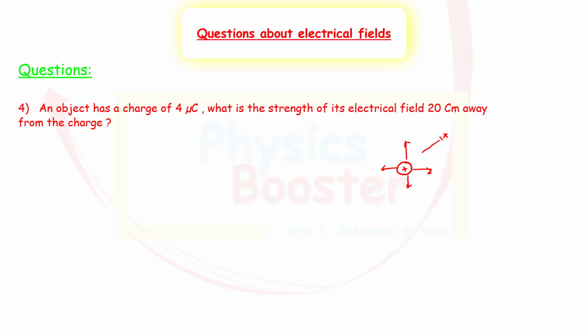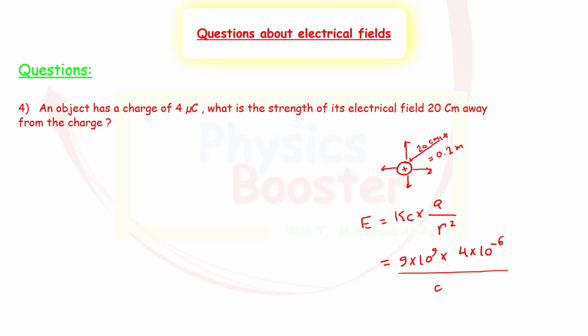The distance between the charge and the object is 20 centimeters. Let's remember to transform it into meters so we don't forget that. So it's equal to 0.2 meters. We know that the electrical field is equal to Coulomb's constant multiplied by the charge divided by the distance squared. It's pretty straightforward. Coulomb's constant is 9 times 10 to the power 9, multiplied by the charge. The charge is 4 microcoulombs, so that's 4 times 10 to the power negative 6. Then we divide it by the distance, 0.2 squared.